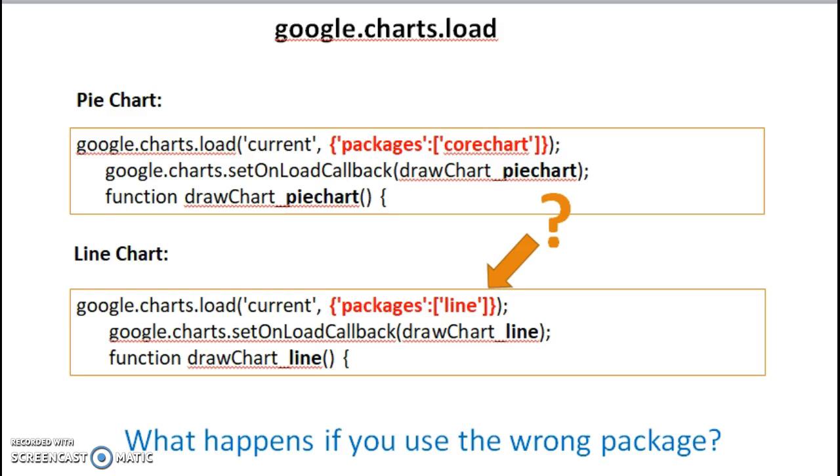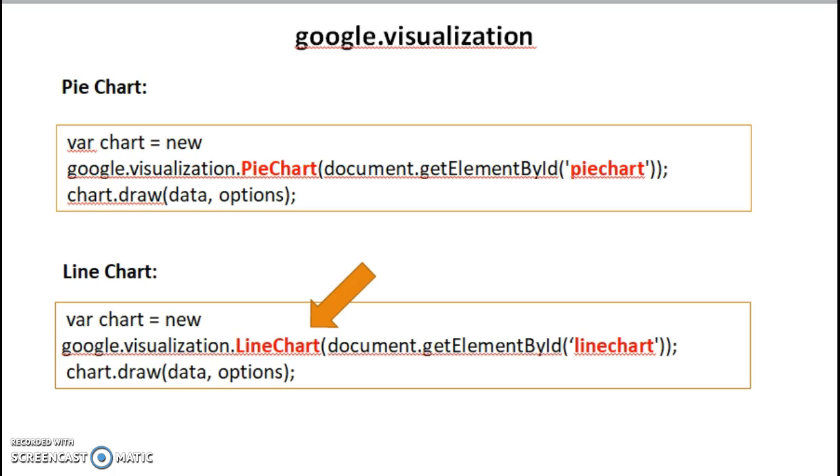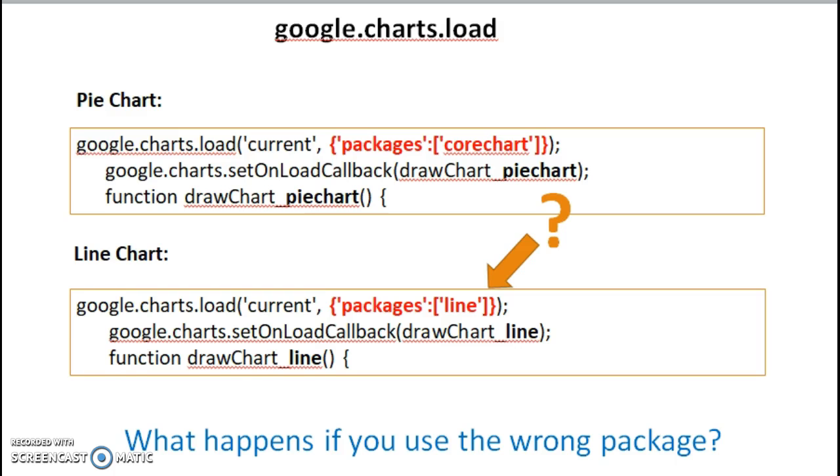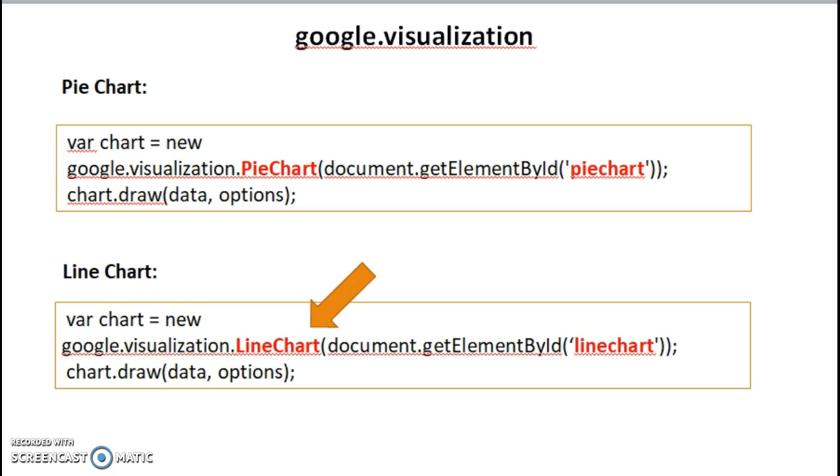So just to go through the example, let's see what happens if we use the wrong package. Let's put line here and see what will happen. By the way, you can actually put line in as your package, and then for your visualization you can actually use lines, but I'm not going to talk about that. So we put line in, and for the visualization for a line chart, we find out that the chart type is LineChart.